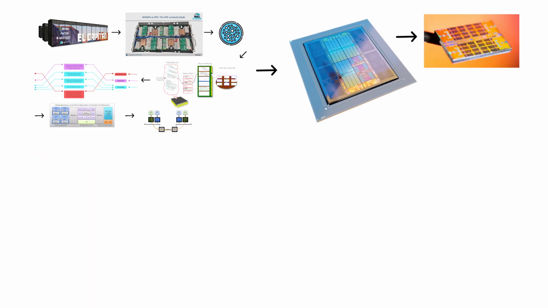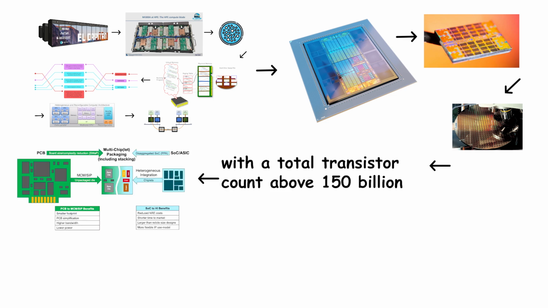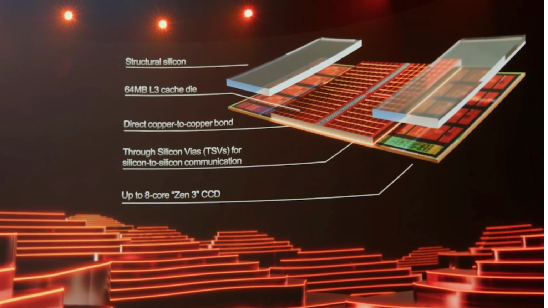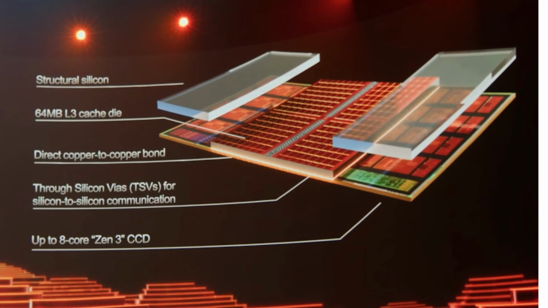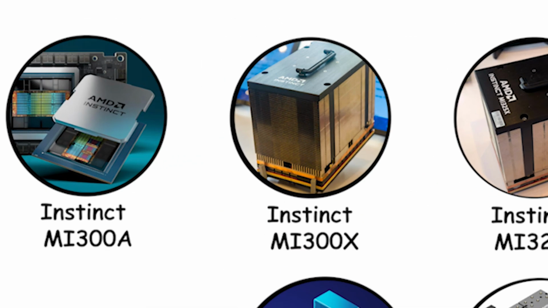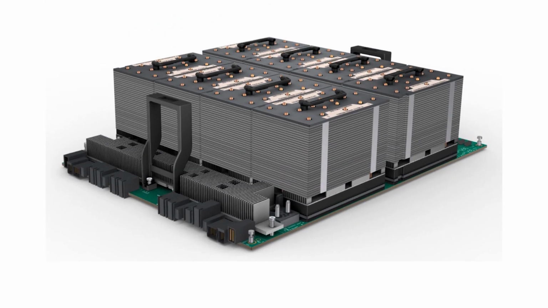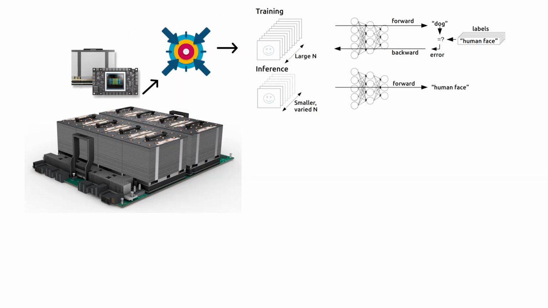The MI300A was built on TSMC's 5-nanometer and 6-nanometer processes for its different tiles, with a total transistor count above 150 billion. Each package stacked multiple compute chiplets on top of a central base die, a 3D stacked design that shows how far AMD's packaging technology has evolved since the early Vega cards. Instinct MI300X. While the MI300A merged compute types, the MI300X focused purely on GPU acceleration for AI training and inference.